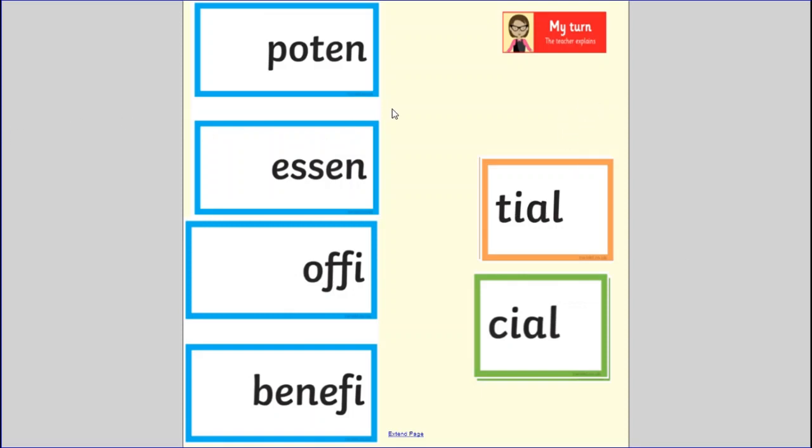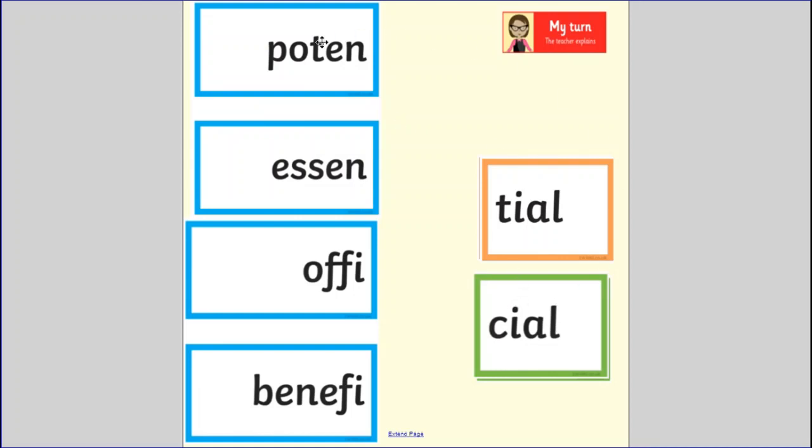Okay, now I know that you were all very confident now, knowing when to add the TIAL ending and when to add the CIAL ending for the shall sound. But I thought we'd mix it up a little bit today so that you've got both options and you need to choose which one is right for that word when they've all been muddled up. So I'm going to give you a quick reminder of the strategy that we use to decide whether it's this one or this one.